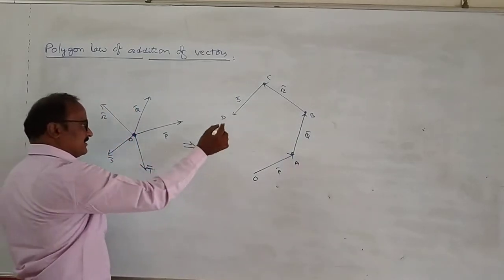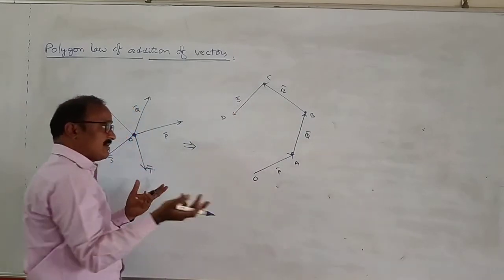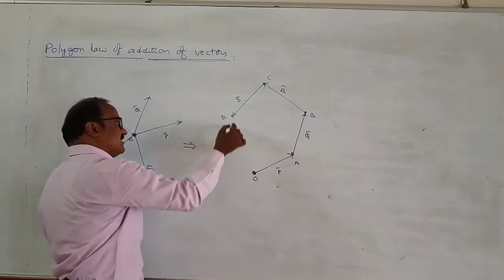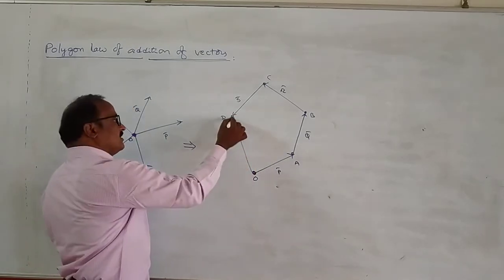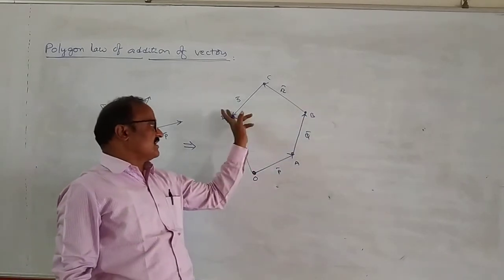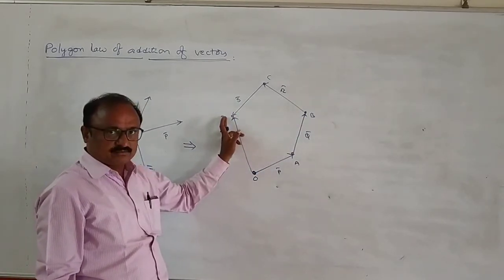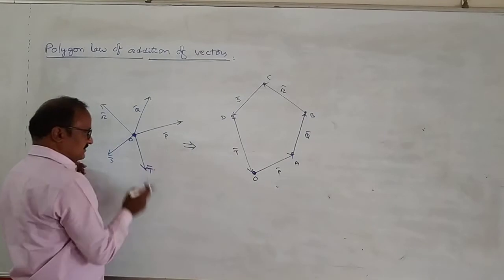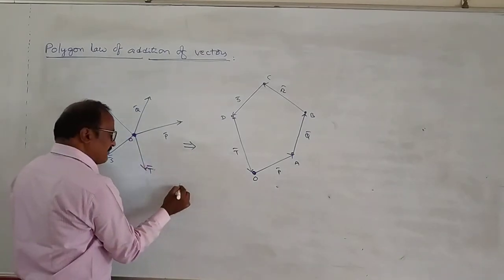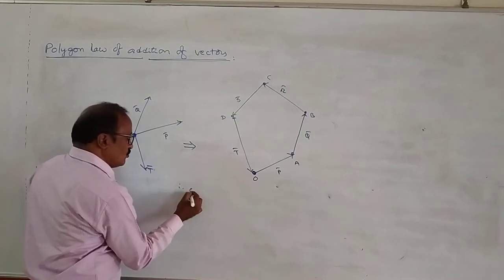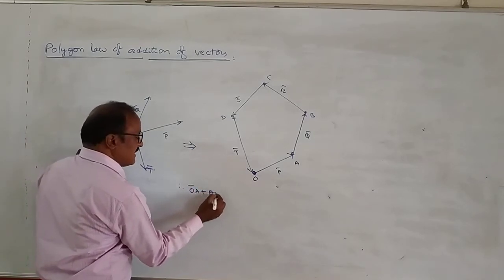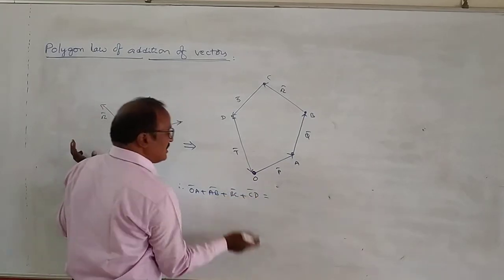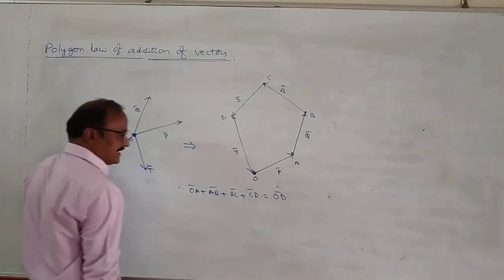Next, after doing this 1, 2, 3, 4, there are 4 forces, and this is the initial point of the first vector. This is the final point of the last vector. This closing side indicates the resultant of all these vectors, which is equivalent to OD bar. But here DO bar is equal to the equivalent P bar. Therefore, from the geometrical addition, OA bar plus AB bar plus BC bar plus CD bar is equal to OD bar.